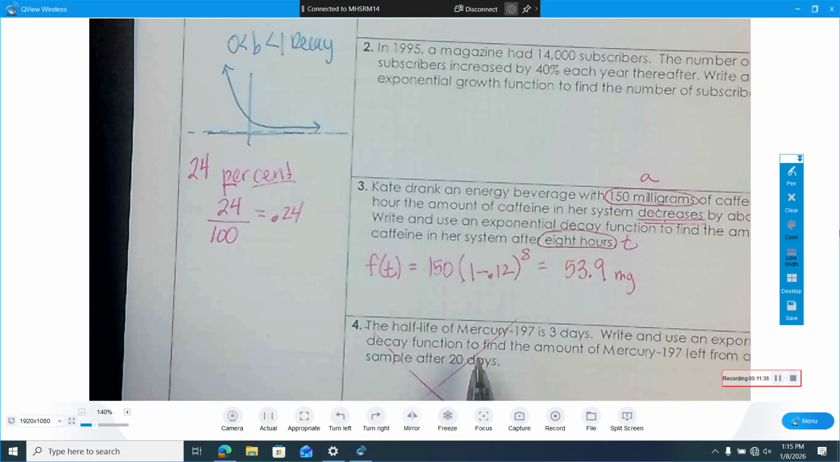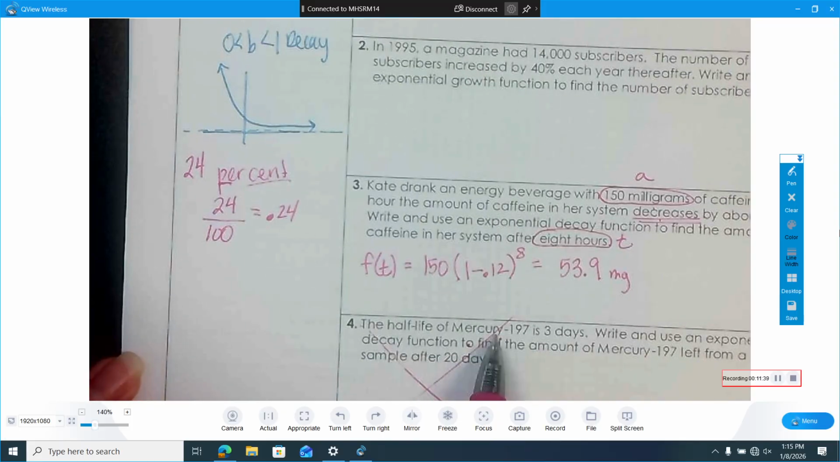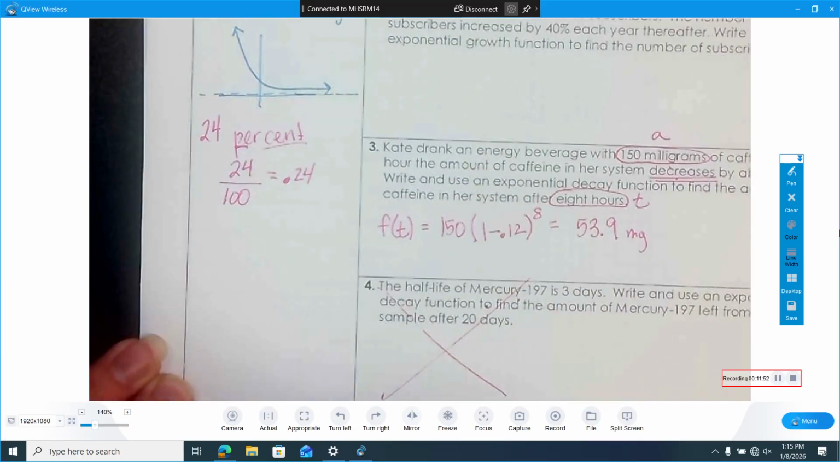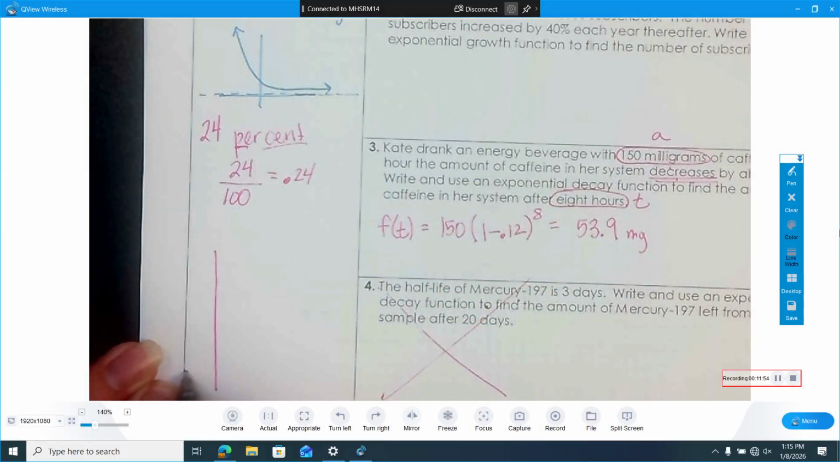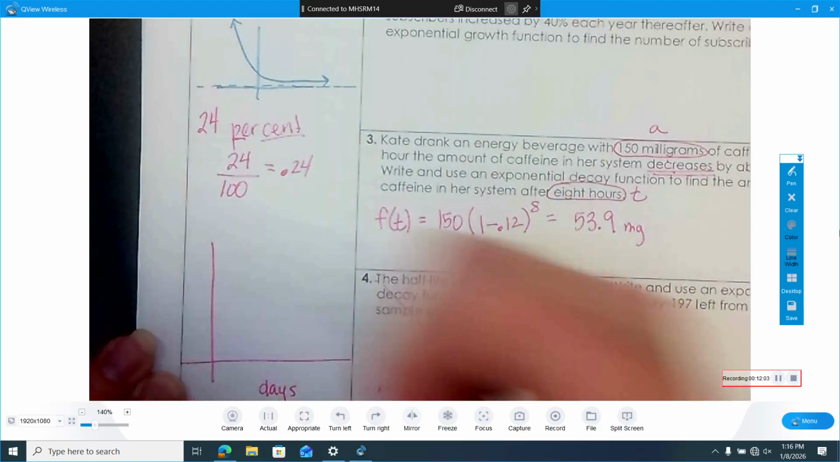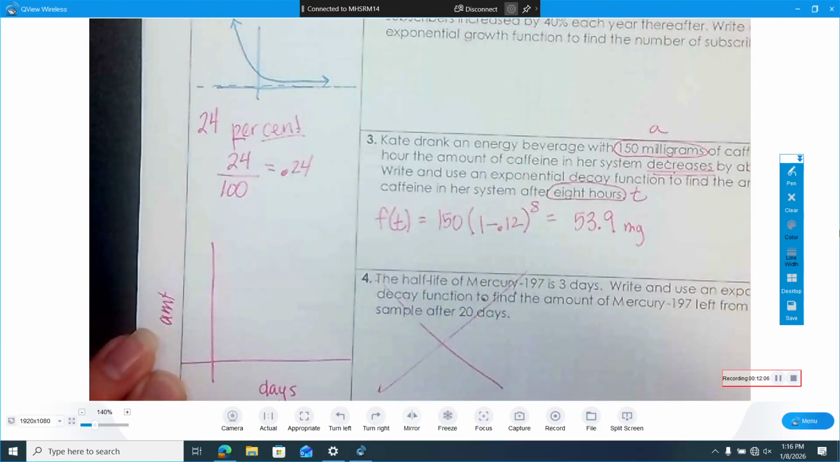So let me describe it for you using this problem. The half-life of mercury-197 is 3 days. Write and use an exponential decay function to find the amount of mercury left from a 50-gram sample after 20 days. So I'm going to draw a picture, and I think if I draw a picture, you'll be able to see what this is really about. We have the number of days on the bottom. That's our independent variable. And then this is the amount of mercury.